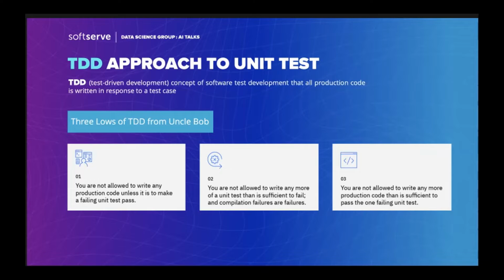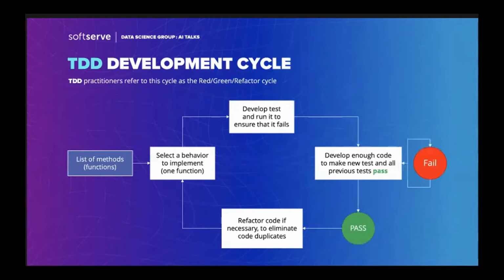Gil Saldana expresses TDD in a two-rule version: write only enough of a unit test to fail, and the second one, write only enough production code to make the failing unit test pass. Logical improvements, I guess. And if we go to the next slide, we can see our test-driven development cycle.